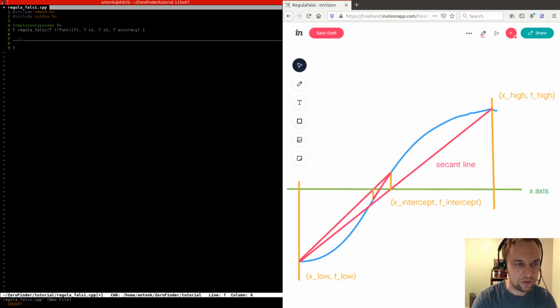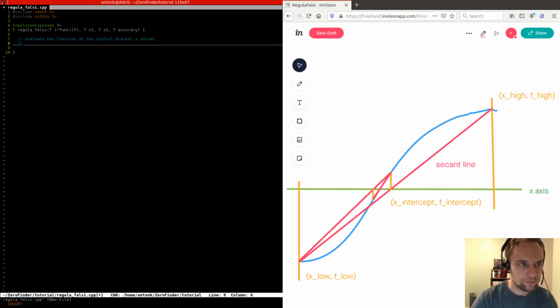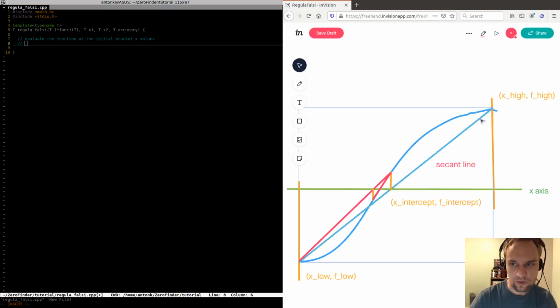Okay, so first let's evaluate the function at the initial bracket x values. So basically the initial x values are going to be here. So that's going to be x1 and x2. And you see in this case the root is in between x1 and x2.